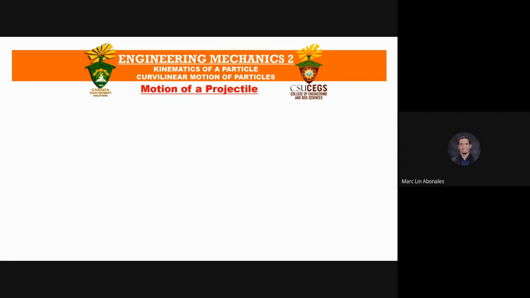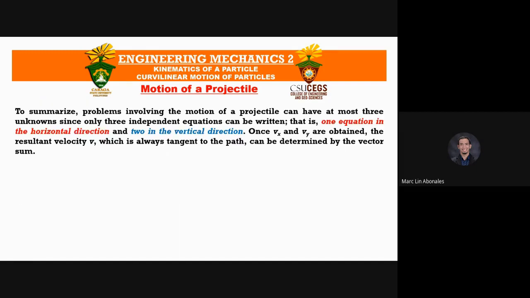So for that, in summary, problems involving the motion of a projectile can have at most three unknowns, since only three independent equations can be written, that is one equation in the horizontal direction and two in the vertical direction. So once the x and y components of your velocity are obtained, the resultant velocity, which is always tangent to the path, can be determined by the vector sum.